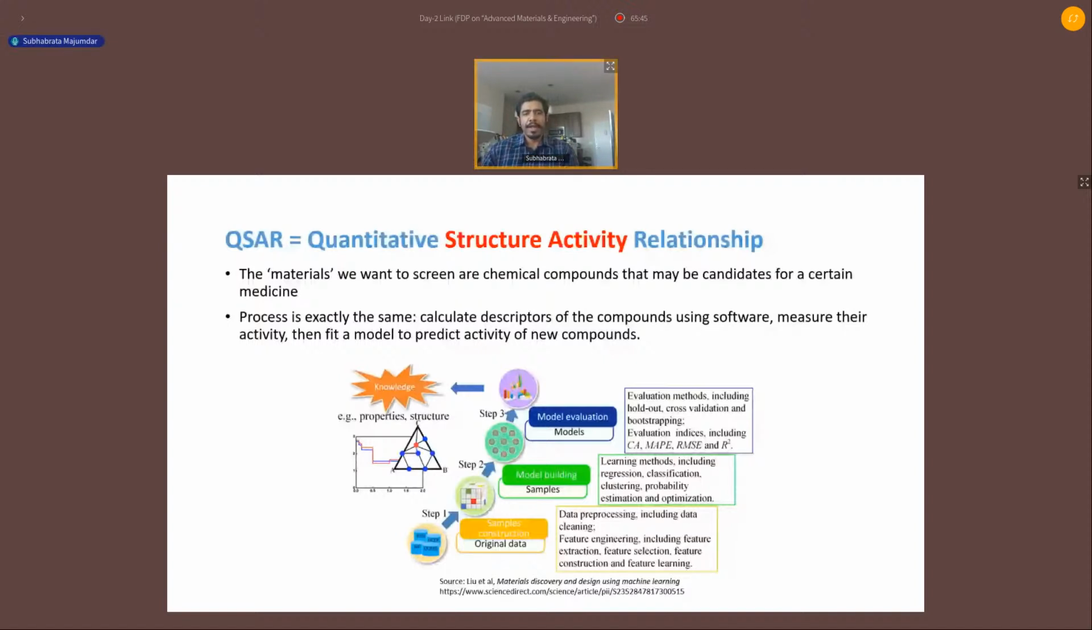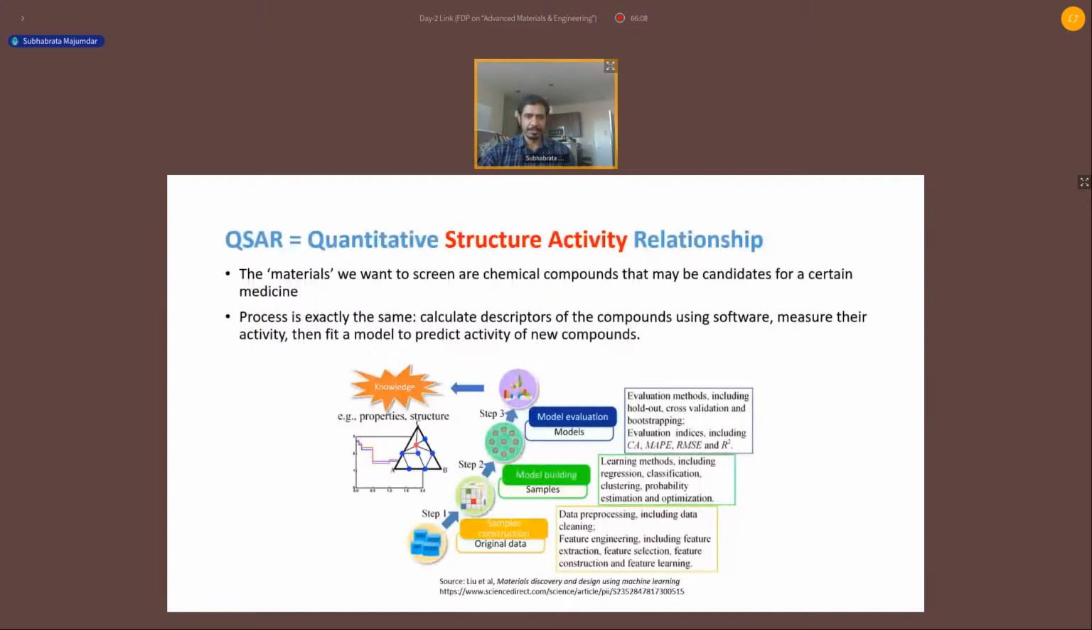And the materials that we are going to talk about in this specific session are chemical compounds that might be candidates for a certain medicine. It might be in the medicine delivery in the human body. It might be the medicine as itself. It might be precursors to some final chemical compound that is used as a medicine.